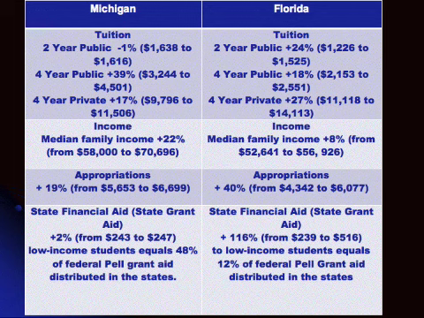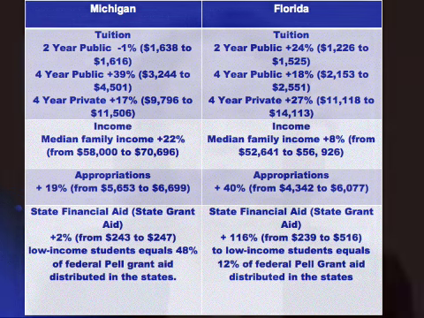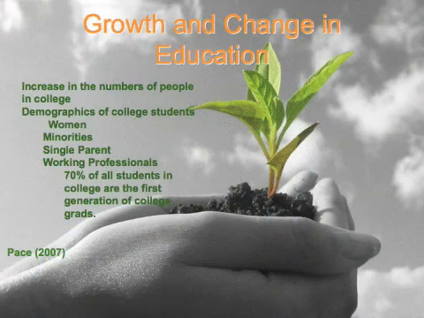When you look at the median income, in the state of Michigan, the median income has increased 22%. You're talking between $58,000 and $70,000. Here in the state of Florida, the median family income has increased 8%, and you're talking about $52,000 to $56,000. Again, a huge difference between the two states, where Florida has become a little bit more expensive to go to school when you're looking at private institutions.